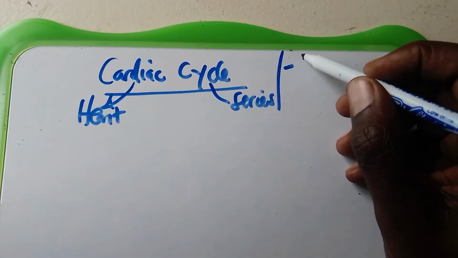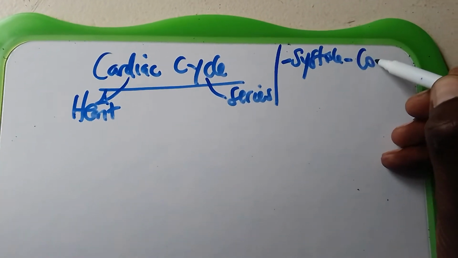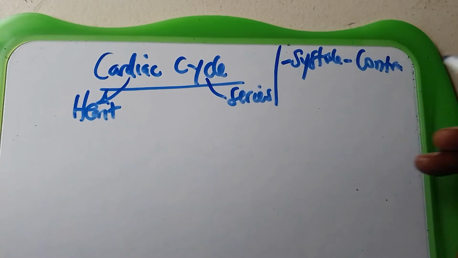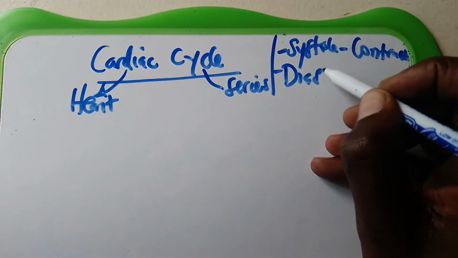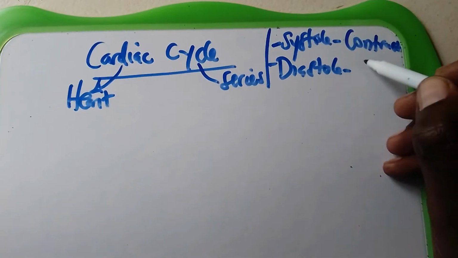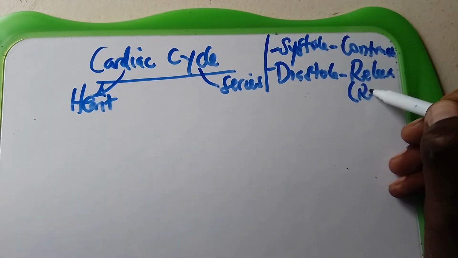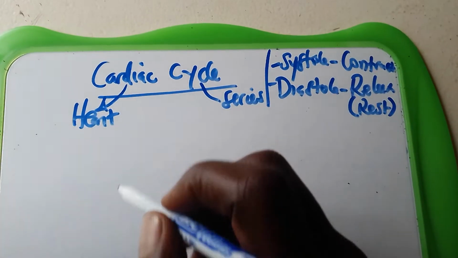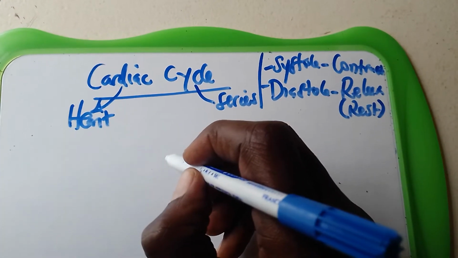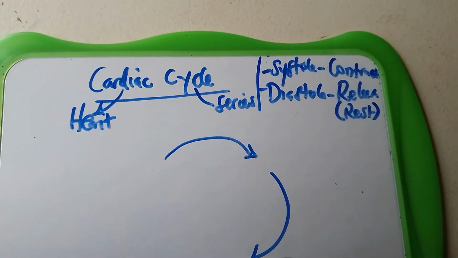The first one is systole. When we look at systole, we'll look at the word contract. Then we'll look at another word which is diastole. Diastole, we're going to say, means relax or rest. So these are the two words that we'll look at as the heart works. The heart will work in this manner. It will have three phases.